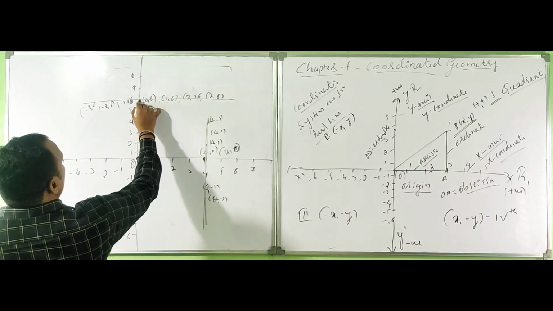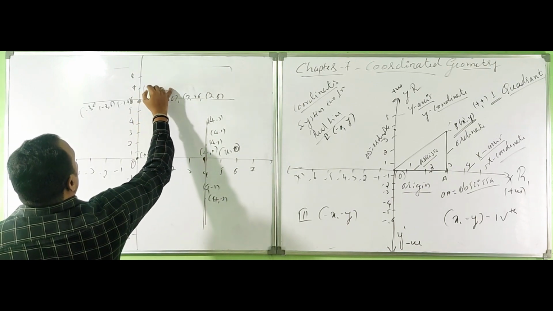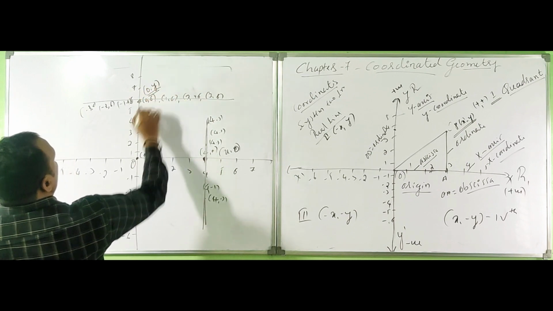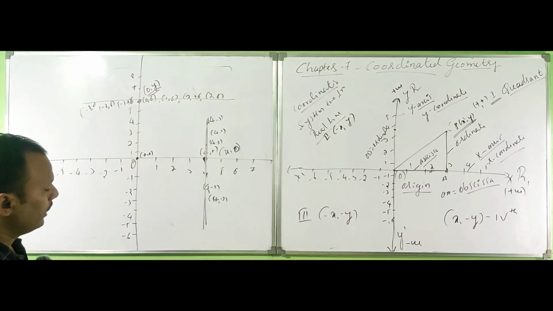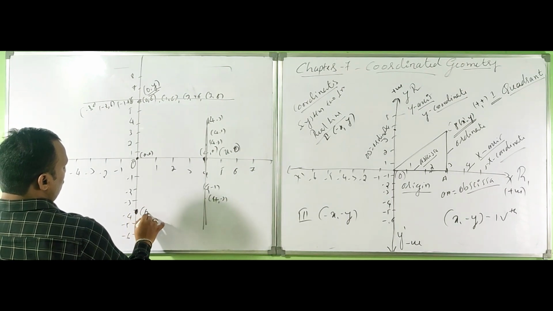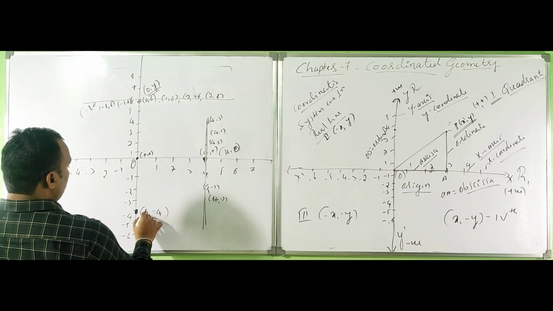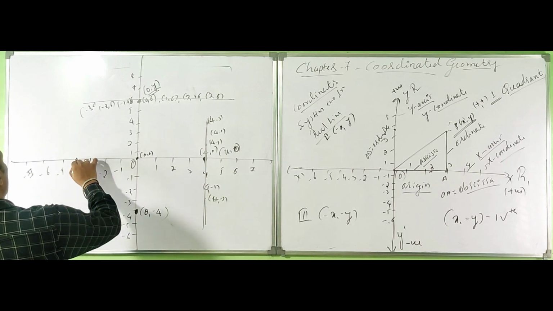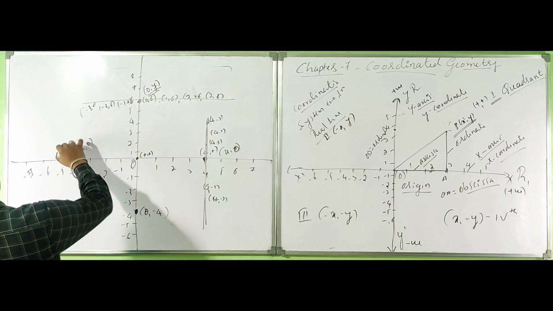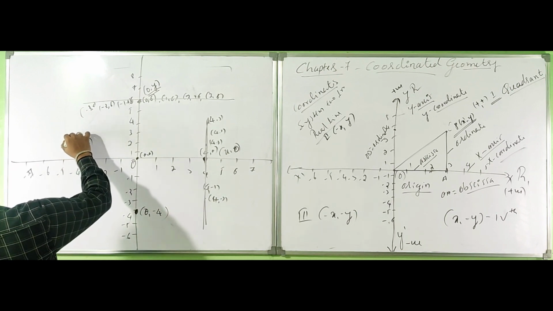So here on the y-axis, x is 0 always. Very important, whatever it may be. In this also, x is 0 and y is minus 4. And here also, y is 0, x is minus 4. Generally we can call it minus 0.